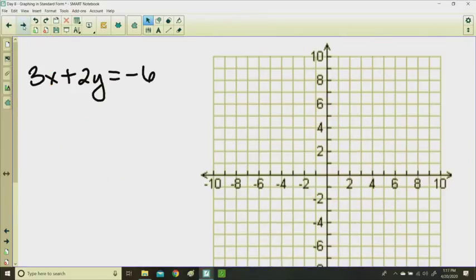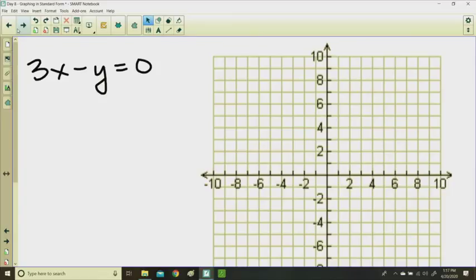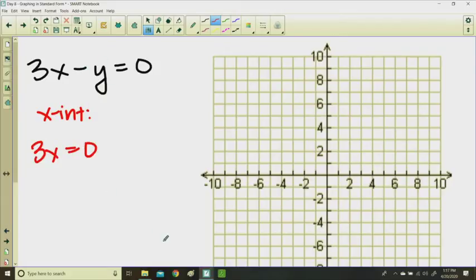Okay. So let's do one more. This is actually a pretty good one to do. So I have 3x minus y equals 0. Let's see what happens here. Now I'm going to do my x-intercept, like before. Cover up y. We're going to get 3x equals 0. So divide by 3. You know that 0 divided by anything is going to be 0. My x-intercept is (0, 0).